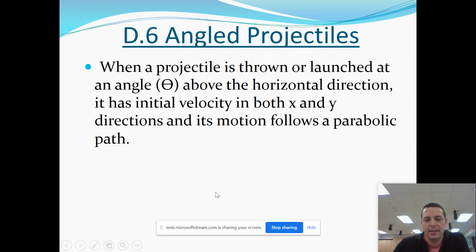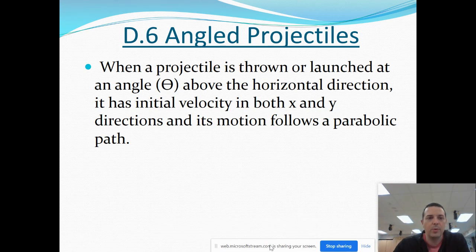In this video, we're going to take a look at standard D6, which is going to explain about angled projectiles. When a projectile is launched at an angle above the horizontal, so not a horizontal projectile, but at some angle, the velocity that it's going to have initially is going to be both in the vertical and the horizontal directions. So we can't treat this like the horizontal projectile where we had zero initial velocity vertically.